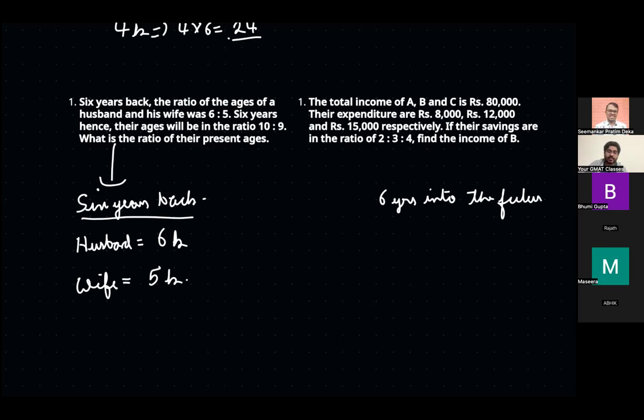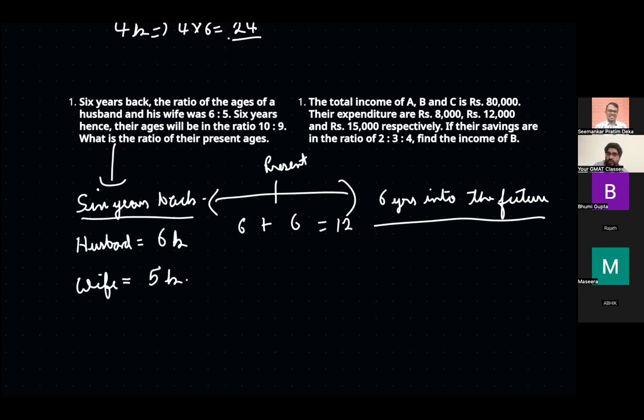How much age difference is there from 6 years back to 6 years into the future? There will be a present as well, right? So a total of 12 years, no? 6 plus 6. Yes or no, class? Do all of you agree to this? Yes, Athav, that's correct. Yes, Bhavna, that's correct. So 6 plus 6 equals 12.